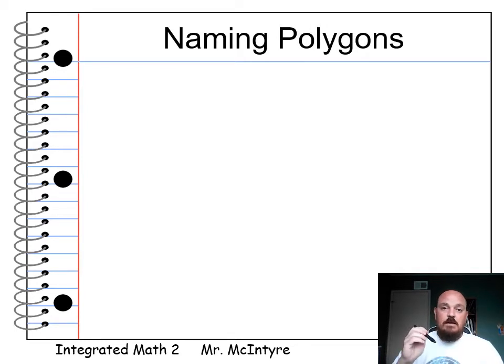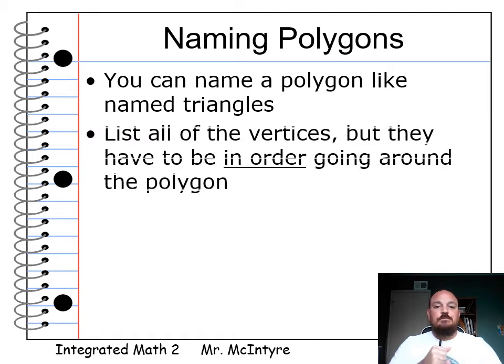Now, as far as naming them, it's kind of like a triangle, but with one difference. The difference is the points have to go in order around the polygon. And that didn't matter with the triangle because when you only have 3 points, you say them in any order you want. It's automatically in order. But with a polygon, I'll show you an example of something that does work and something that doesn't.